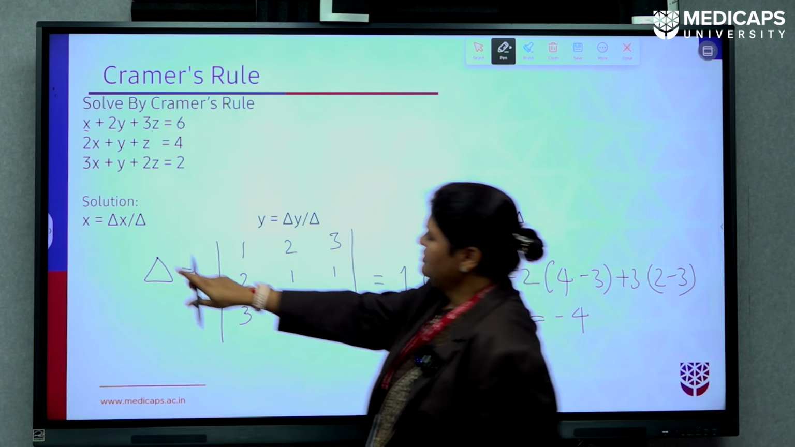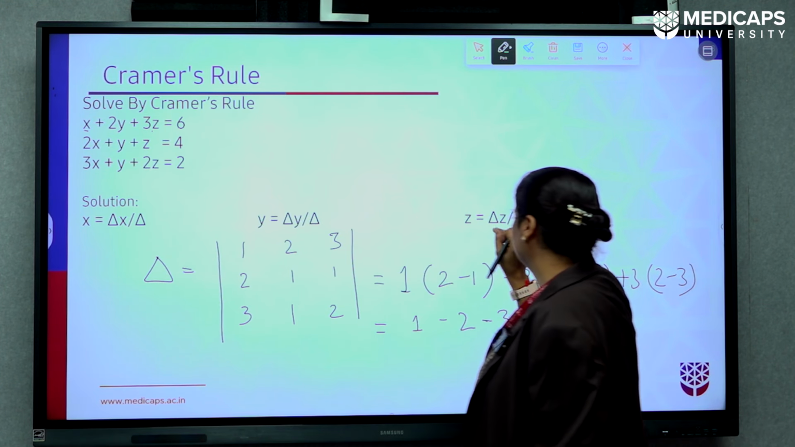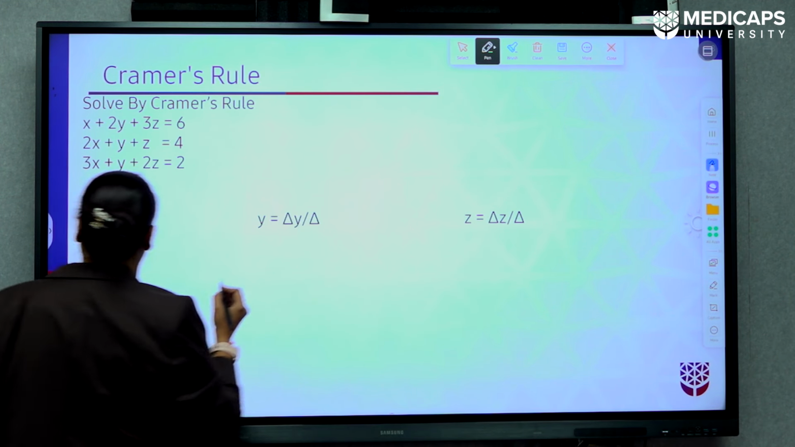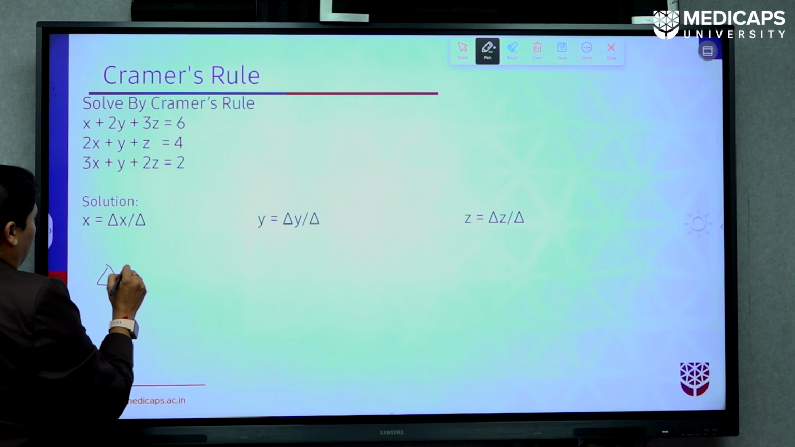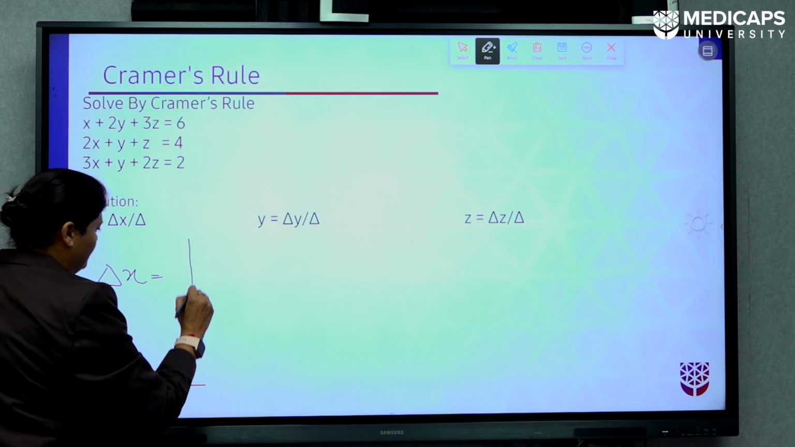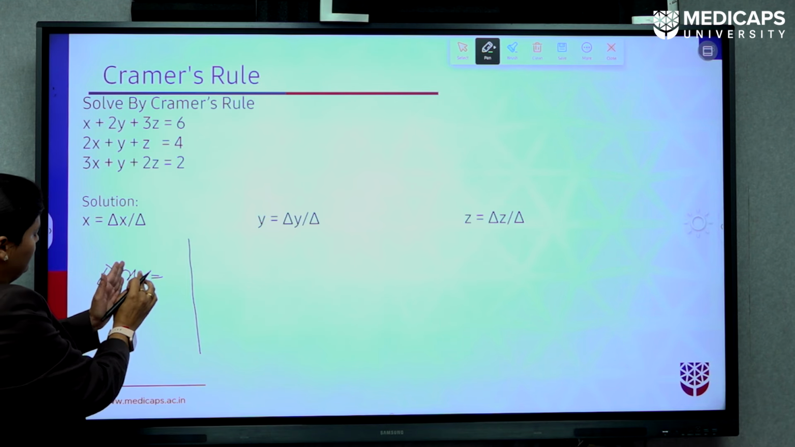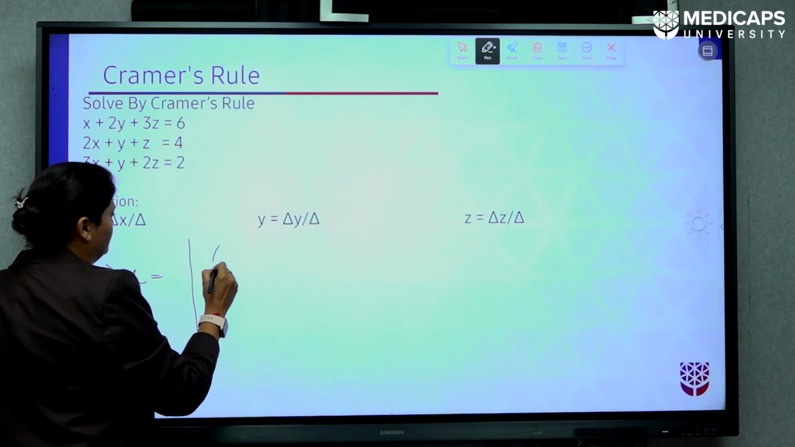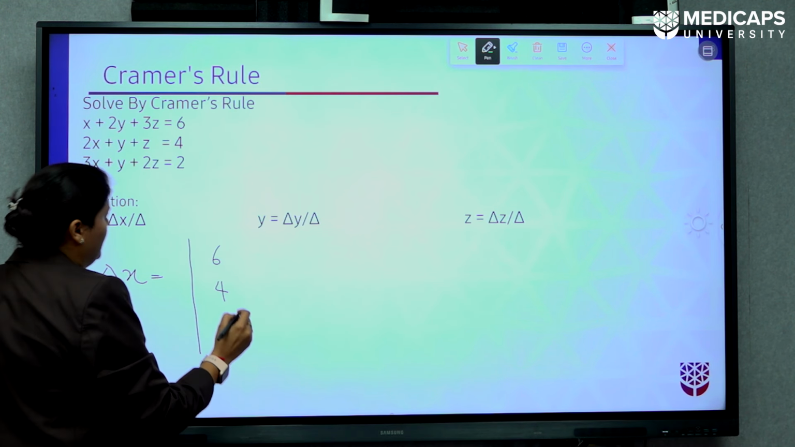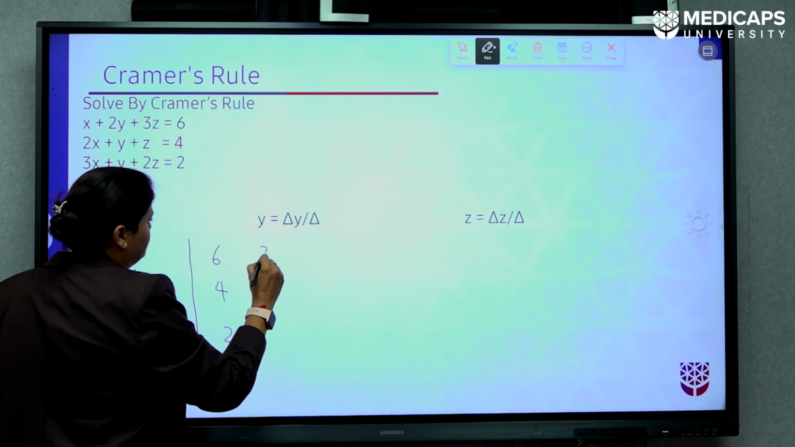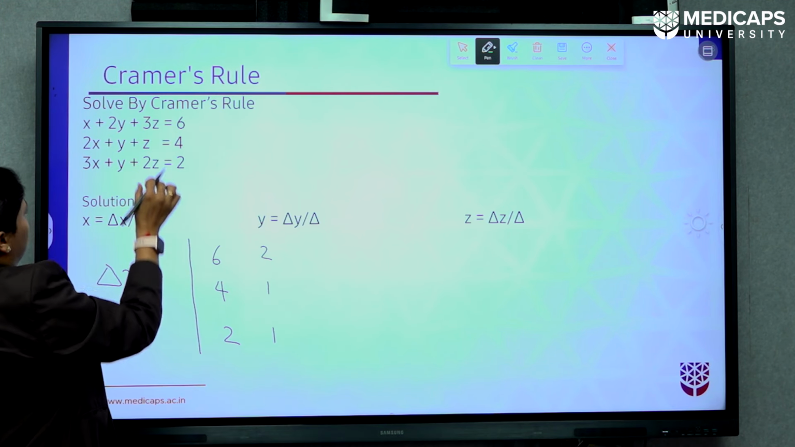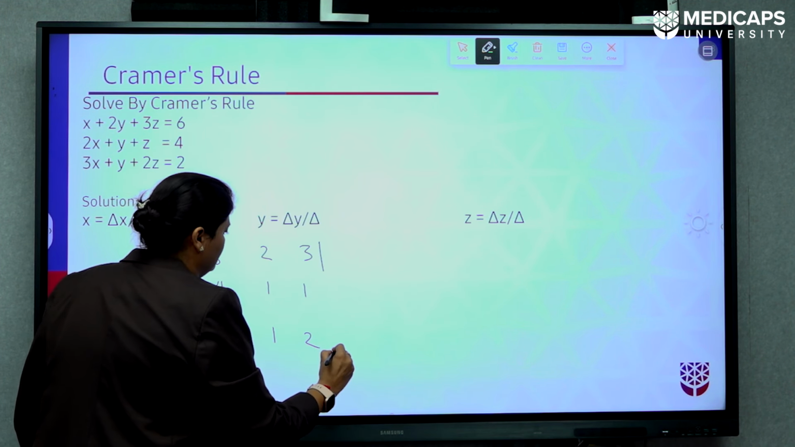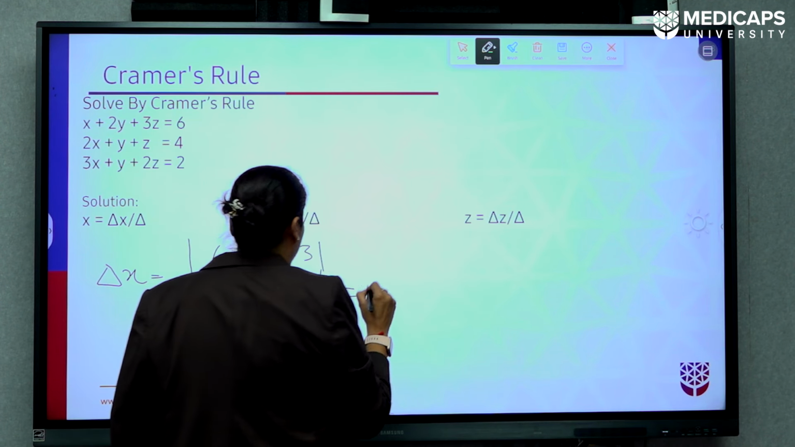Now what we have to calculate? Del x, del y, and del z. So let us calculate this. Let us calculate del x. For del x, the method is simple. If we want to calculate del x, we will not write down the x coefficient. We will write down instead 6, 4, 2. 6, 4 and 2. And the remaining coefficients of y, 2, 1, 1. And the next column will be 3, 1, 2. Again, we have to calculate this determinant.